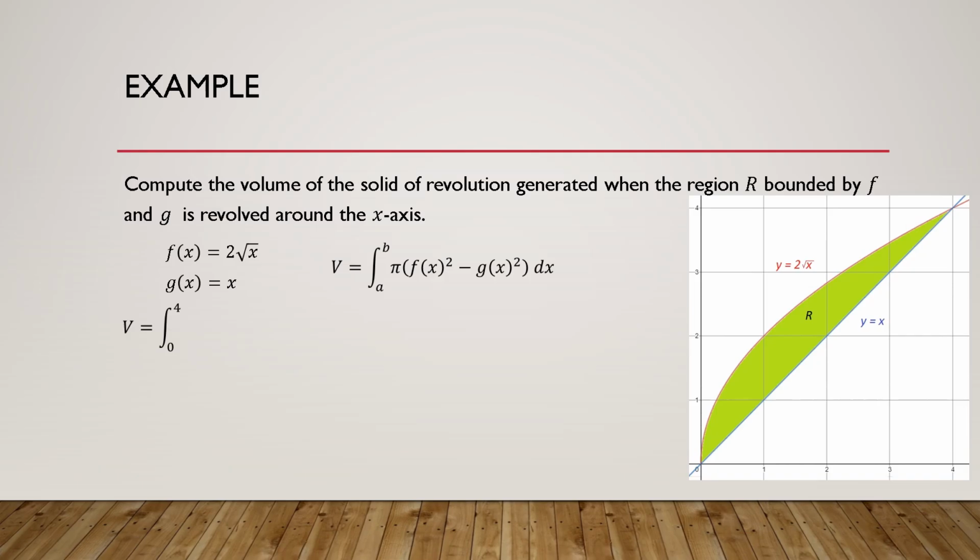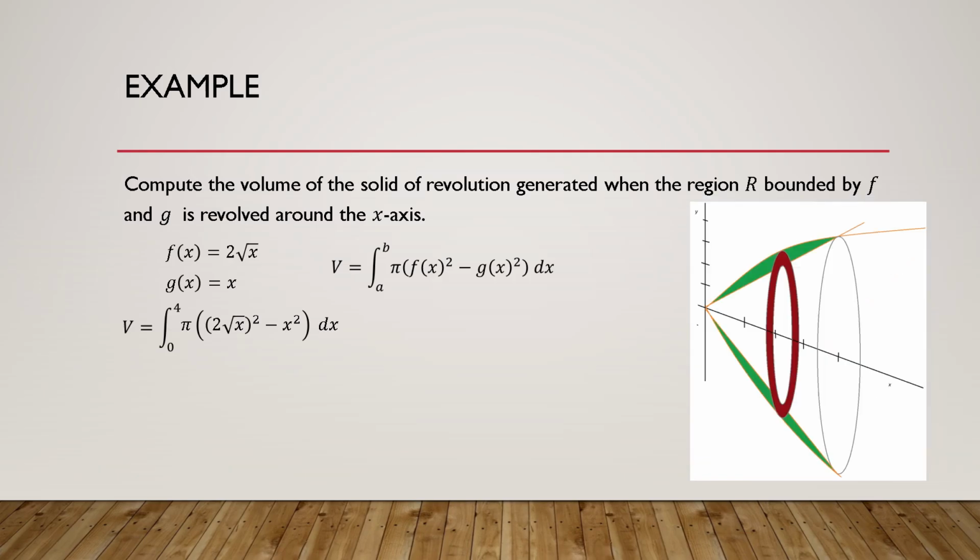With respect to x, the function 2 square root of x is the greater function, so we will integrate 2 times the square root of x squared minus x squared dx. The next graph depicts the rotated integral with the rounded washer shape with an outer circumference governed by 2 square root of x and the inner circumference governed by x. This represents one slice of the solid of revolution.